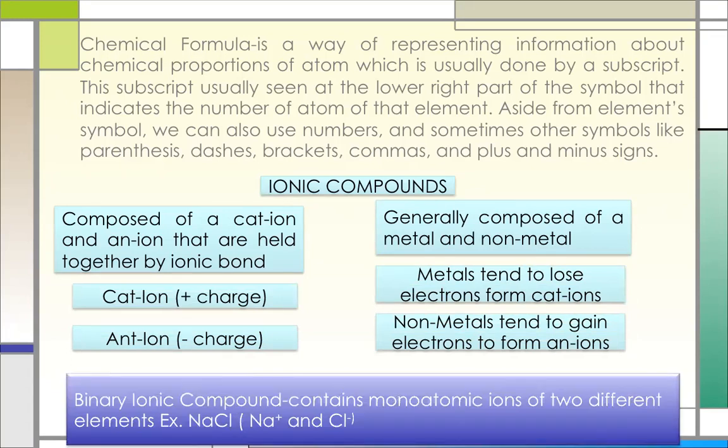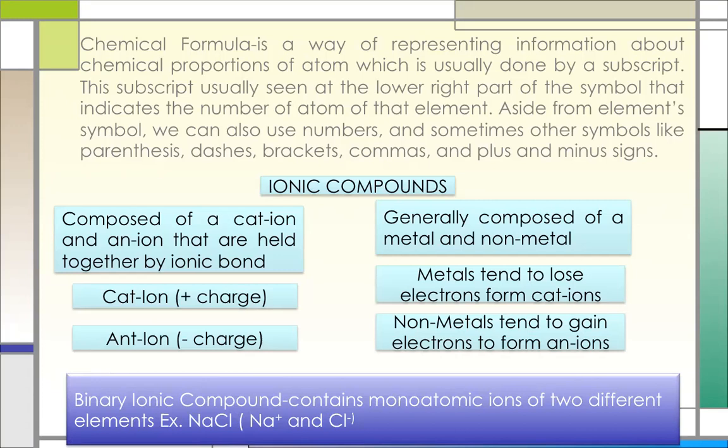A binary ionic compound contains monoatomic ions of two different elements. Example, sodium chloride, Na positive and chloride, Cl negative. Remember, it's a binary ionic compound because it is composed of monoatomic ions. Mono means a single atom only, but of two different elements. So what is the cation here? We have the sodium. And what is your anion?